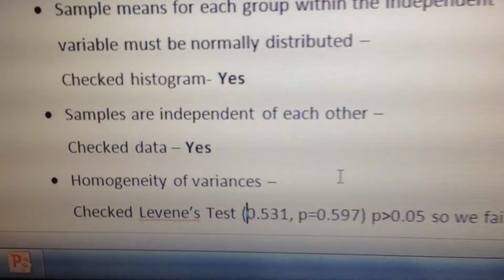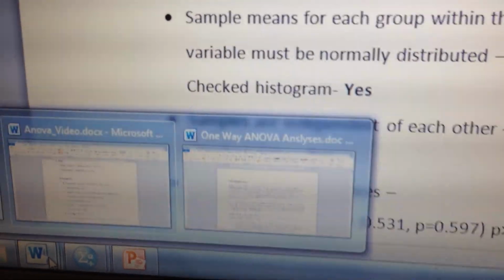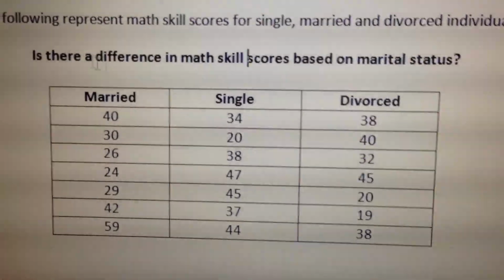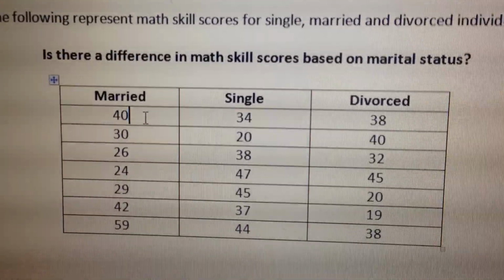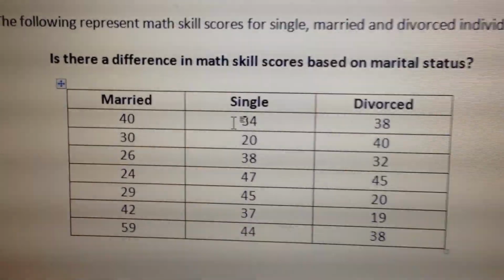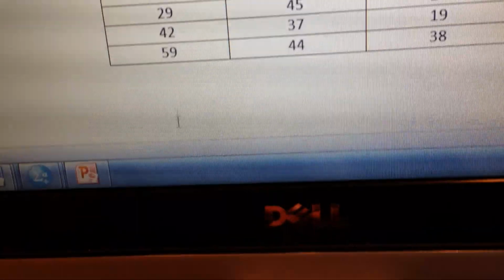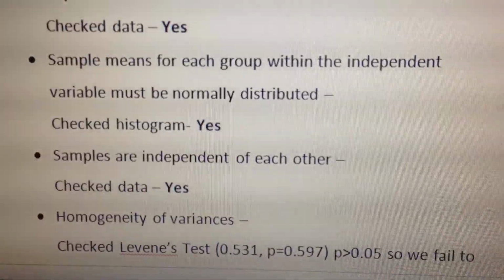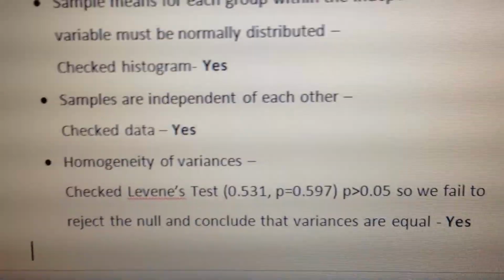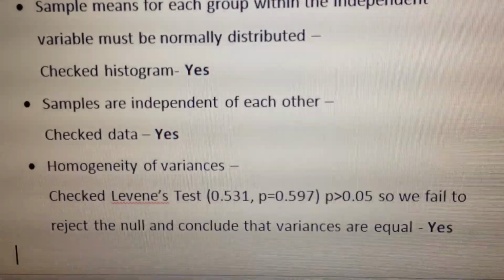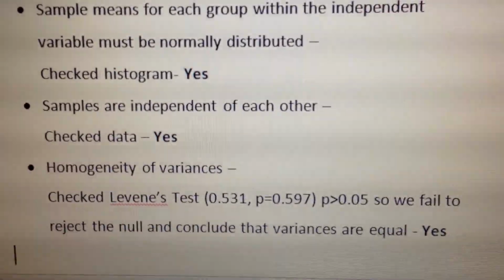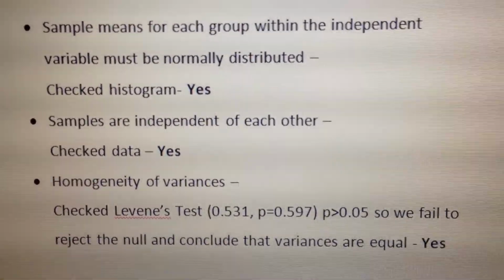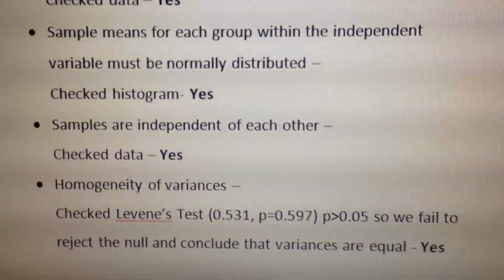The third assumption is that the samples are independent of each other. And in this case, we know this by looking at the data and thinking about it. An individual cannot be both married, single, and divorced, right? And so we know that these represent different individuals. So we can say we checked the data and we met that assumption. And then the final assumption in an ANOVA is that there is homogeneity of variances. And homogeneity of variances means that the variances are equal.